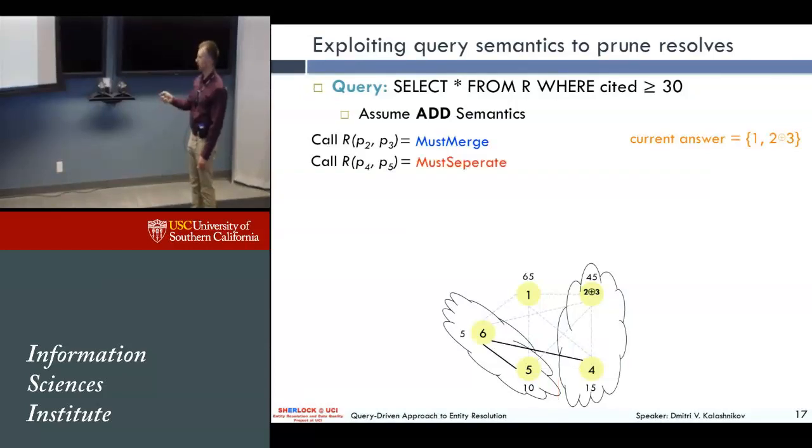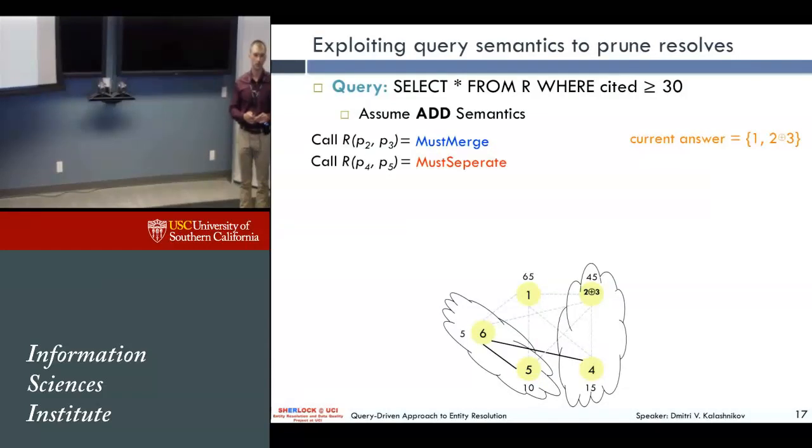So let's pretend we call the resolve on 5 and 4. Sorry for a question. Why is it that you're using the citation count as a criterion for joining? I don't understand the logic behind that. What we've done is we are actually parsing the query. So we have a predicate that says, give me all papers from relation R where the cited-by attribute is above 30. I see.